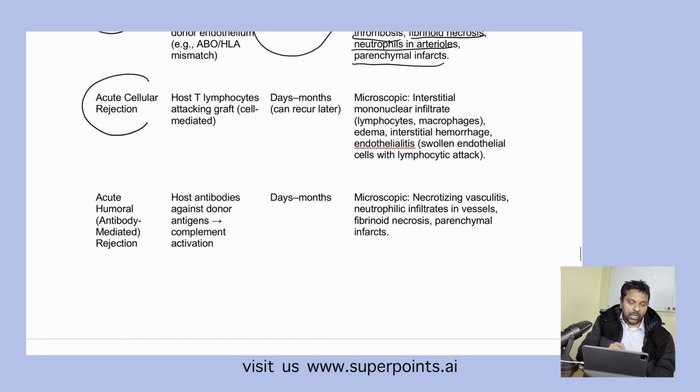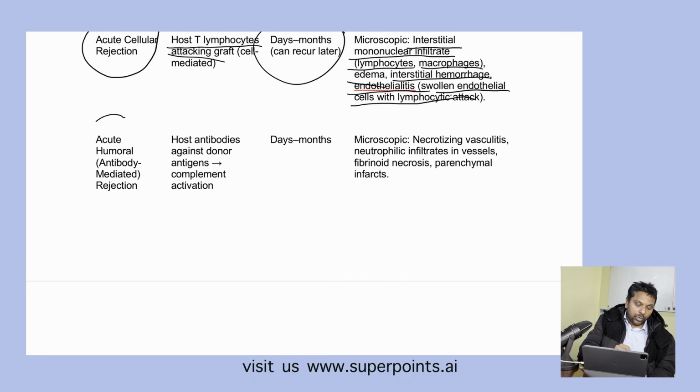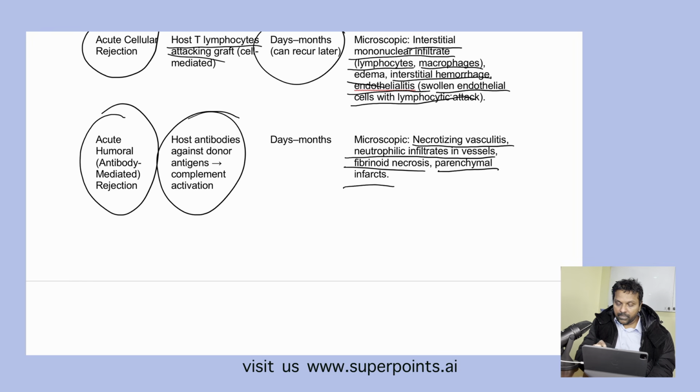Then acute cellular rejection, host T lymphocytes attacking graft, days to months. Microscopically, you see interstitial mononuclear infiltrate, lymphocytes, macrophages, edema, interstitial hemorrhage, endothelialitis, swollen endothelial cells with lymphocytic attack. Then acute humoral antibody-mediated rejection, host antibodies against donor antigens causing complement activation. You will see necrotizing vasculitis, neutrophilic infiltrates, fibrinoid necrosis, and parenchymal infarcts.